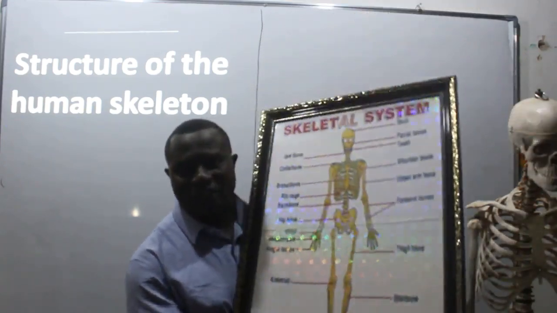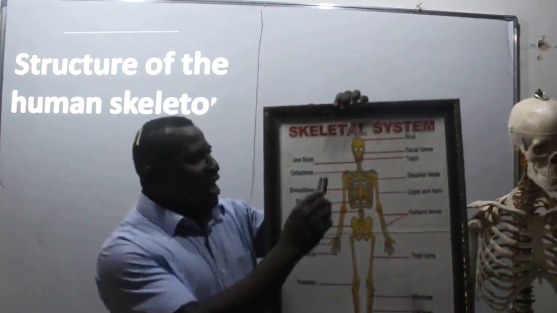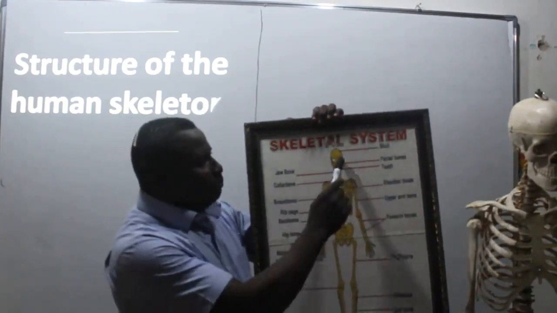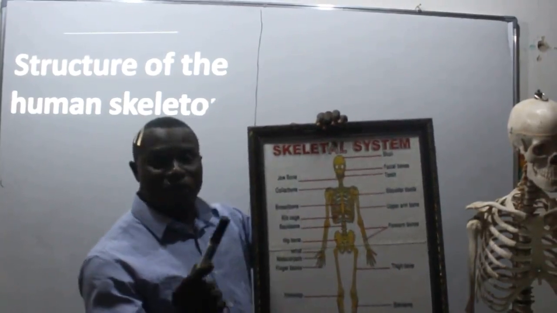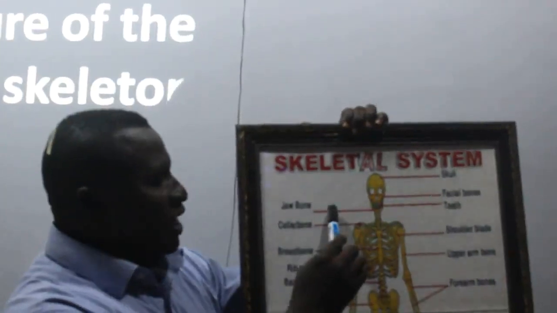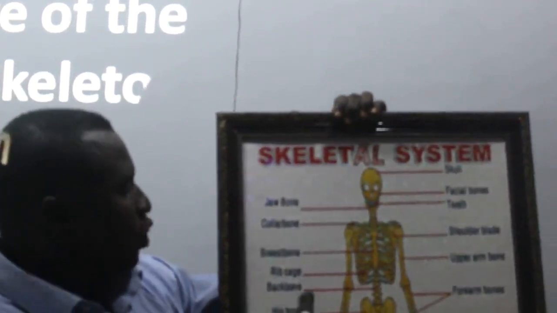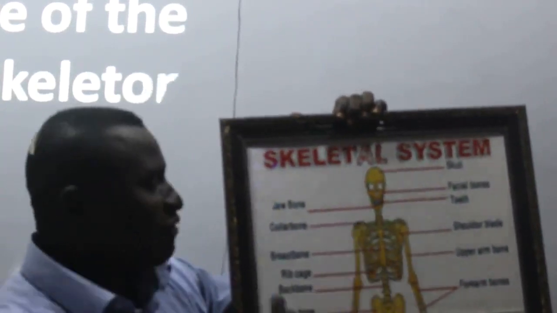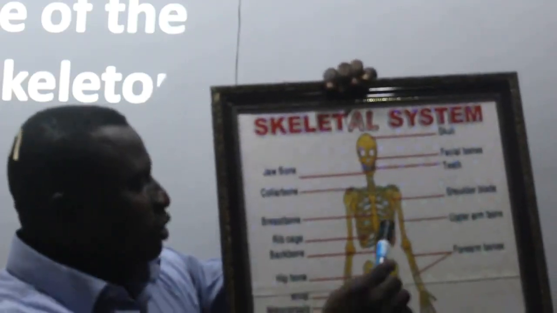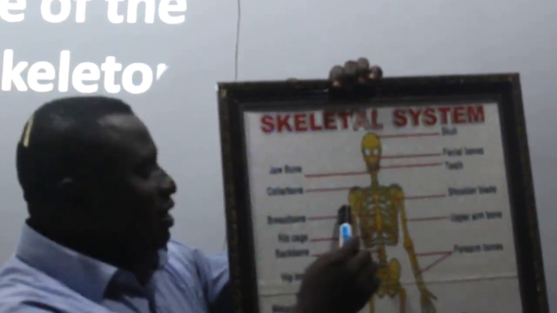Here with me is the chart that shows the parts of the human skeleton. From the head, we have the head bones, which is known as the skull. We have the facial bones here, which are 14 in number. We have the teeth. We have the jaw, that is the mandible, the upper and then the lower. We have the collarbone, which is also known as the clavicle. We have the shoulder blades, which is known as the scapula. We have the breastbone, which is known as the sternum.